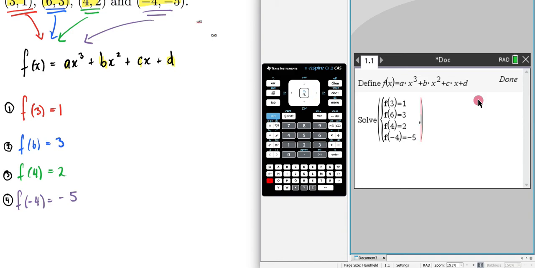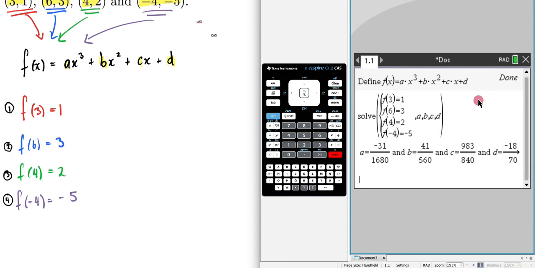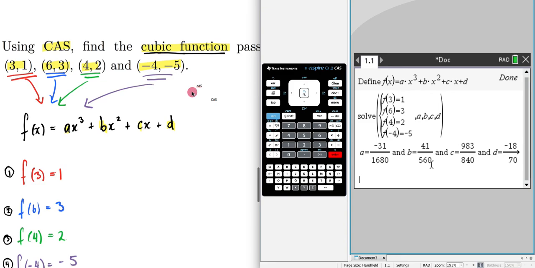Then I put a comma, and I'm solving for A, B, C, and D. Comma between each one of those, close my brackets, hit enter, and there are my answers. Not the prettiest numbers in the world. You would then have to write down what all of these are, but the question is asking us to find the cubic equation. So what we would actually have to do now is we would have to put this A value into this spot. We'd have to put this B value into this spot. We'd have to put this C value into that spot in order to get our answer.